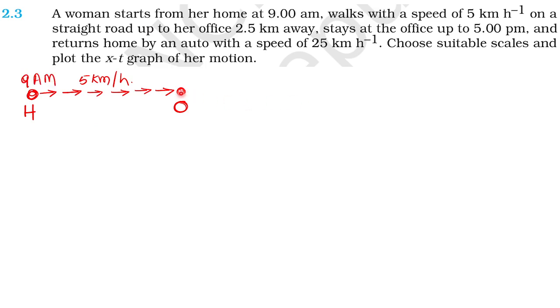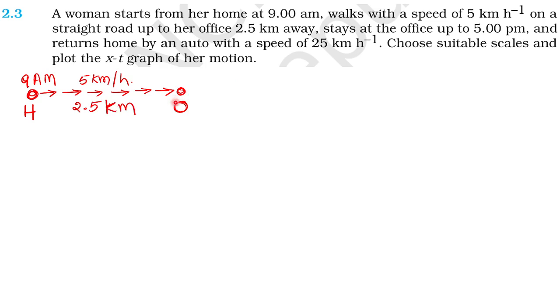And this is office. Let me explain a few things. After that I will interact with you. You can ask me doubts. She is going to office from home. She leaves home at 9 a.m., walks at a uniform speed of 5 km per hour and reaches office. Straight road. The distance between home and office is 2.5 km.